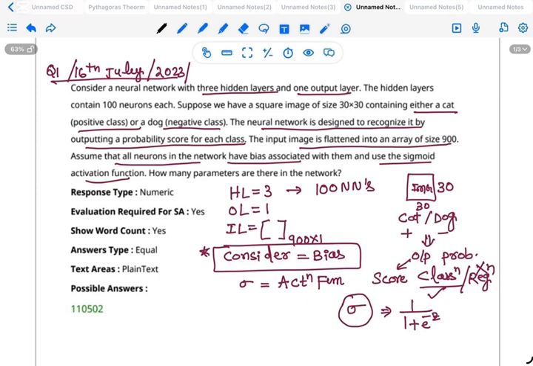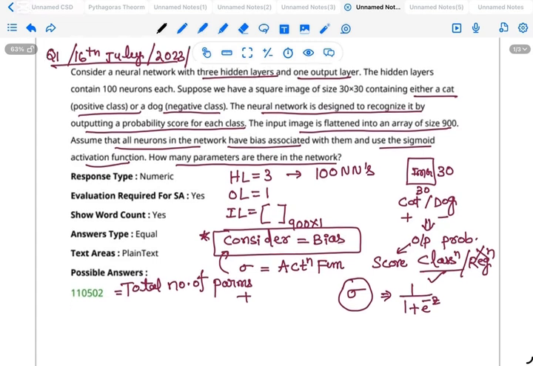In this question, how many parameters are there in the network? So they are asking to calculate the total number of parameters including bias. Sometimes they ask without including bias. Be careful about this bias term.